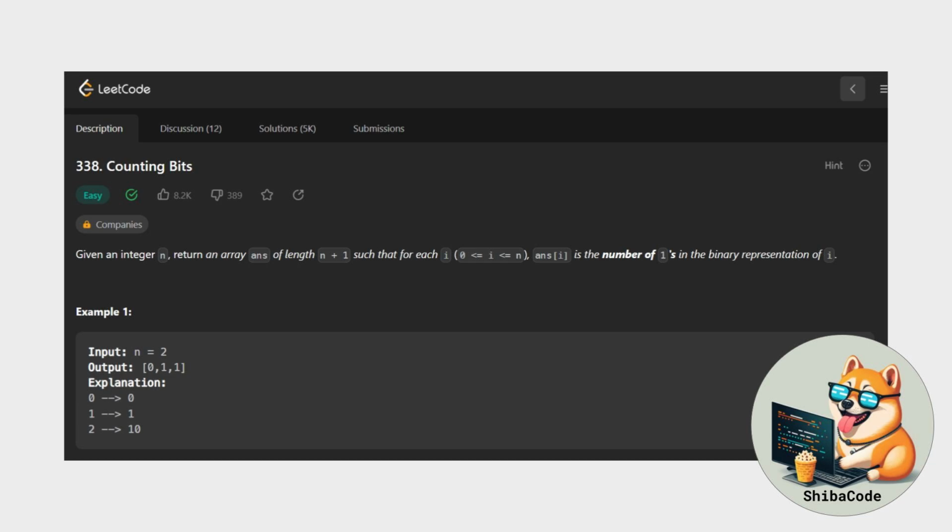The problem is as follows. Given an integer n, return an array of length n plus 1 such that the ith element of the array is the number of ones in the binary representation of i. Although this can be easily solved with built-in functions, let's try to solve it with dynamic programming (DP).